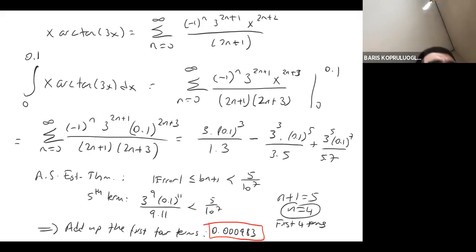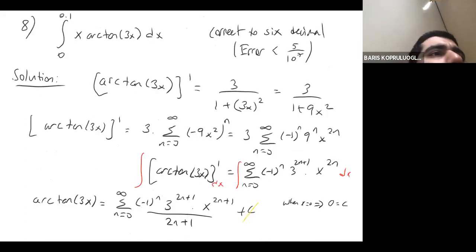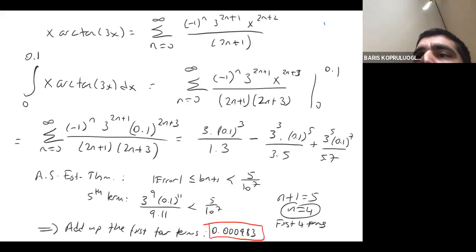And the partial credit criteria in this problem was, if you get arctangent of 3x right, you get 2 points. If you multiply it by x correctly, you get 1 more point. And then if you integrate it and plug in the boundaries, you get 2 more points, and 1 point if you write out the terms, and 2 points if you do the approximation right.